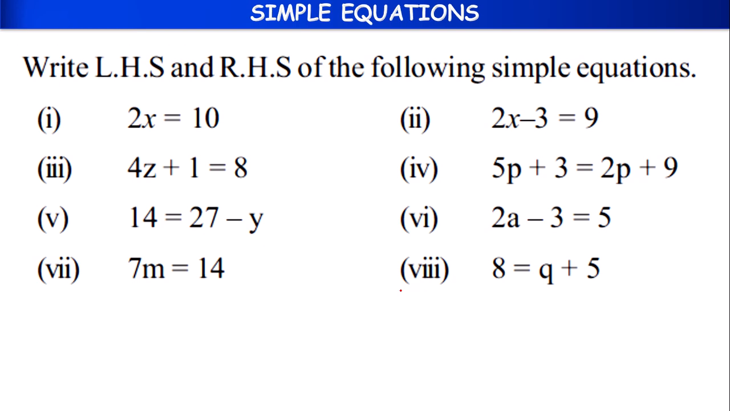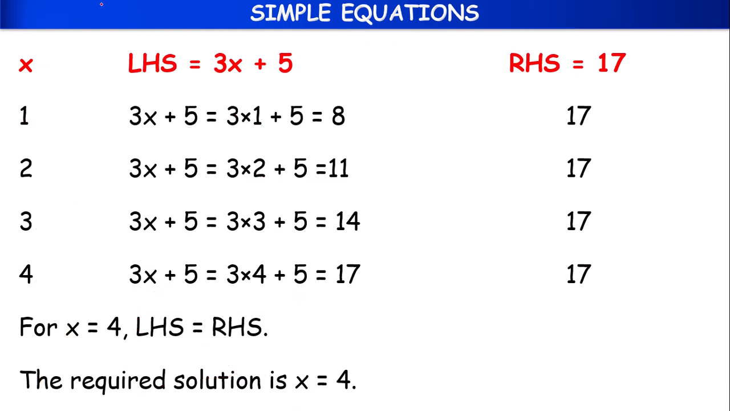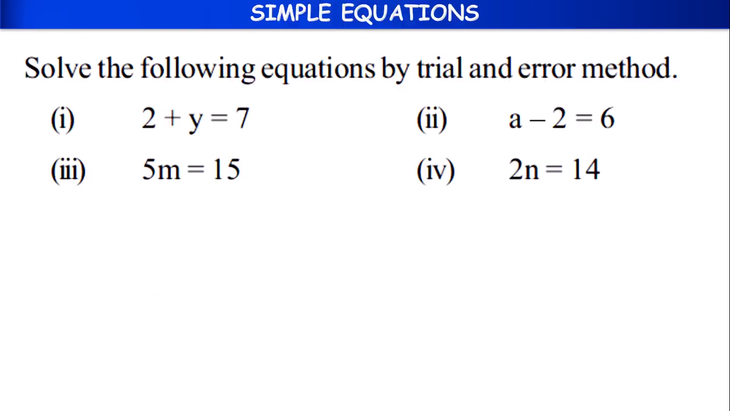And we have solved some questions. Trial and error method means substituting different values of the variable and checking whether LHS and RHS are equal or not. Like that, coming to one conclusion and finding the solution is called trial and error method. And we have solved some examples and problems based on the trial and error method.